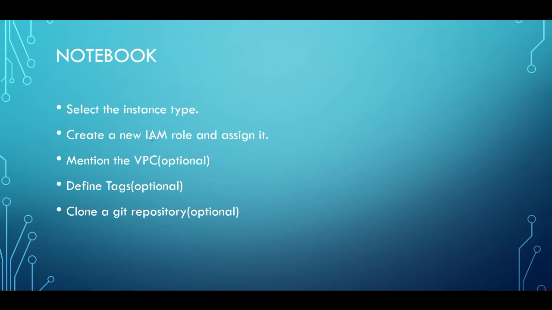IAM role. IAM roles will give your notebook instances some permissions to access different services of Amazon like S3, the ECR. There are many services which notebook needs to connect to. We'll look into that. And there are some other optional items which we may do or may not do, like VPC, defining tags, and cloning a Git repository.